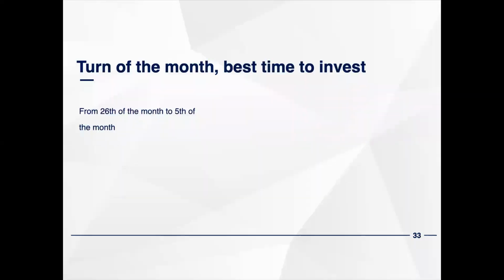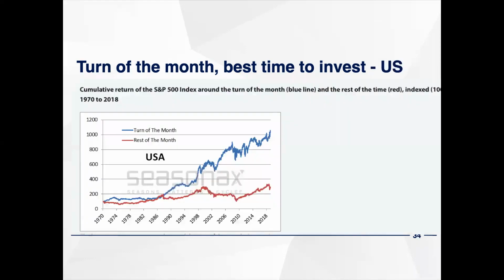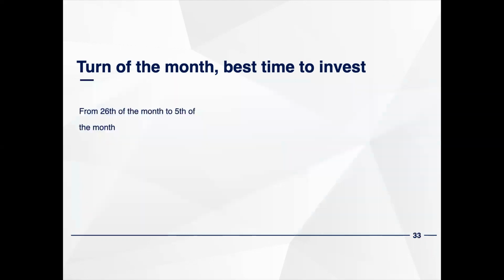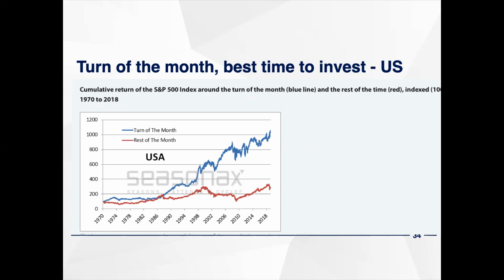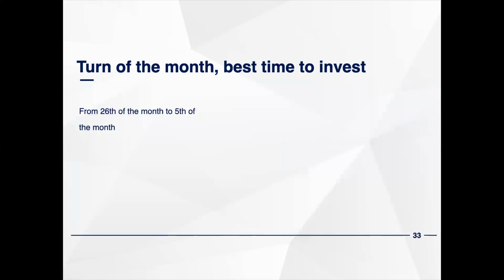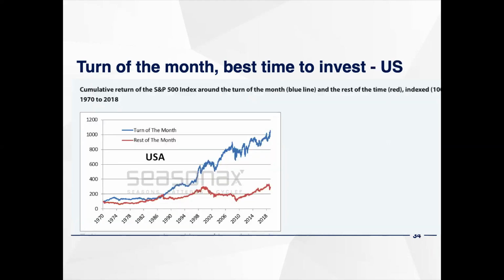Again, the best time of the month to invest is from the 26th of the month to the 5th of the month in the major indices. If you look here, this is the cumulative return of the S&P 500 around the turn of the month, and the rest of the time in red, from 1970 to 2018. So in other words, if you just invest in US stocks, the S&P 500, from the 26th to the 5th, look how much better the blue line is than the red line.